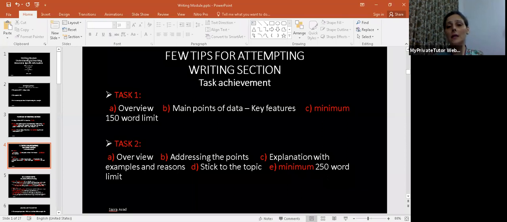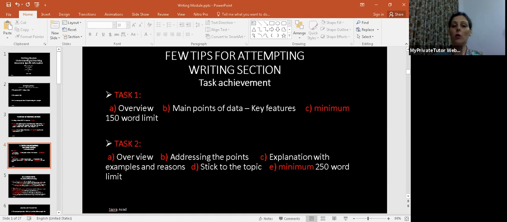Then a few tips for attempting this section, the task achievement. You're going to have two questions, and you are going to have limited time as well. I'm going to tell you the time for task one and task two, but when you have it, you should be very well planned, and you should have a basic plan in your mind of how you're going to tackle all these questions within the time limit.